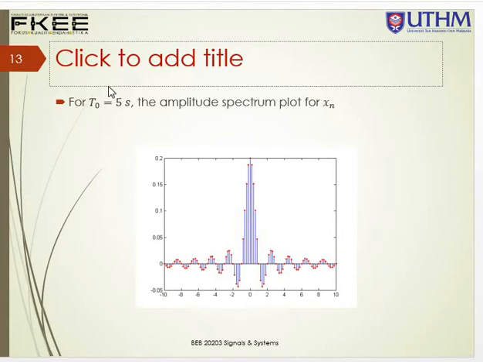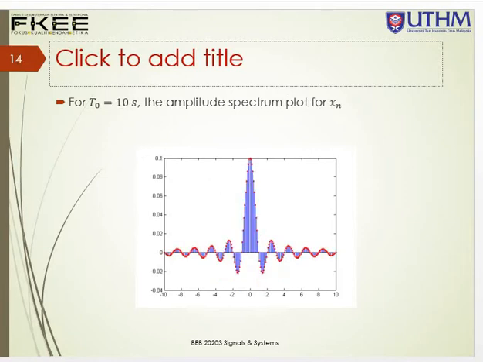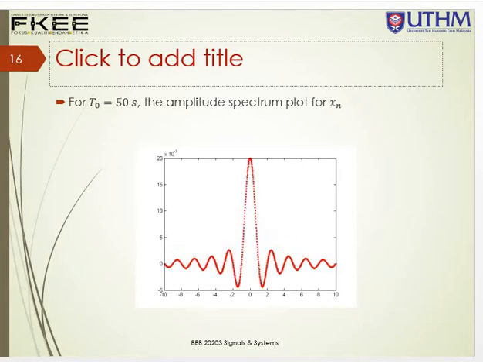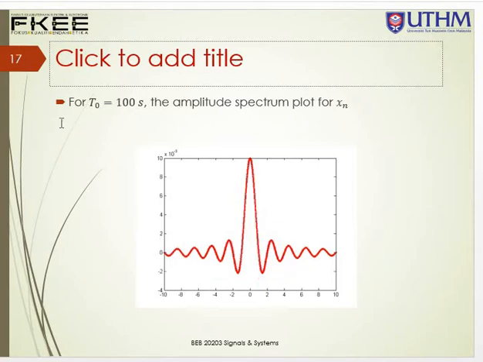This graph shows the amplitude spectrum of X_n for T naught equal to 5 seconds, and this is for T naught equal to 10 seconds. You can observe that the spacing between adjacent harmonics is getting closer. This is also the same. This means that the frequency components are getting closer as the period T0 is increased. This is for T0 equal to 50 seconds, and this is for 100 seconds.